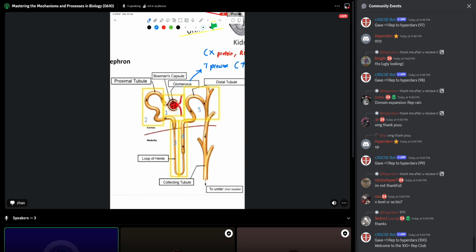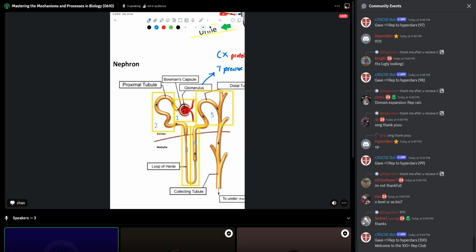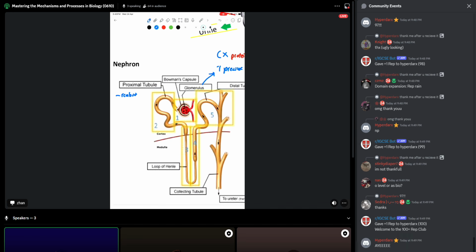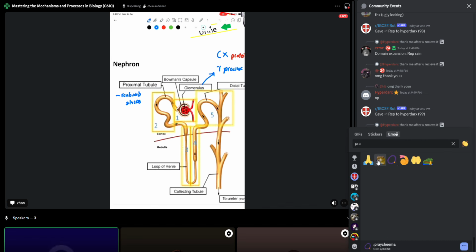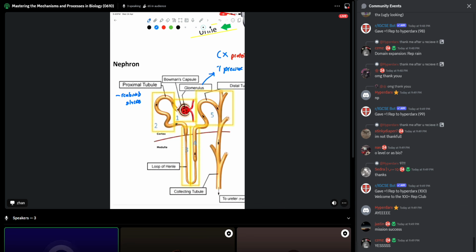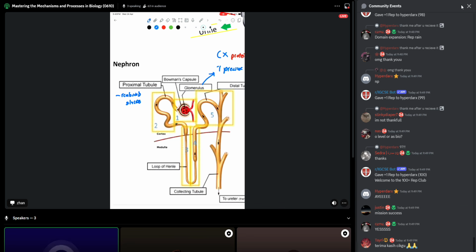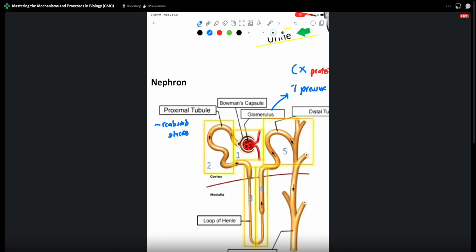Okay, so the proximal tubule will reabsorb the glucose. That is the key point. Why? For a normal person, glucose is not supposed to be in the urine, because if it is, that person has diabetes already. So when the glucose is reabsorbed, it's going to go back to the blood vessel and then goes back to the rest of the body.